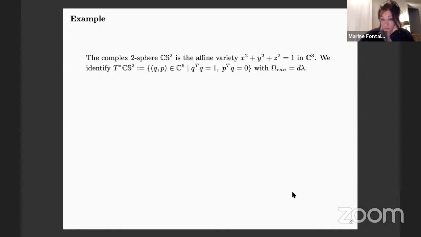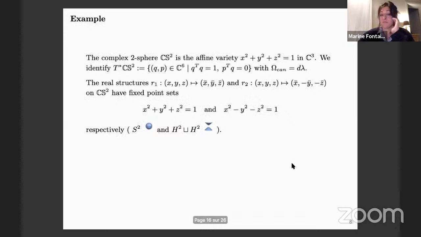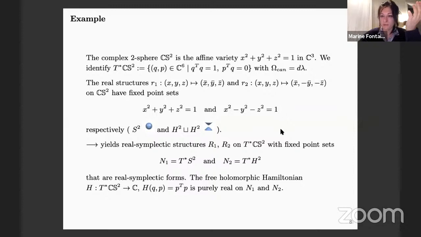As an example, you can take the complex two-sphere and its cotangent bundle. You take the real structure we've seen before, and the fixed point sets here give the sphere and the two-sheeted hyperboloid. And if you want a real structure on the cotangent bundle, you lift them with a plus sign so that you get as fixed point set the real cotangent bundle on the sphere and just one sheet of the hyperboloid, and both of them are symplectic real forms. And now if you take just the free Hamiltonian, then it becomes purely real on both. So in particular, the flow of the vector field will leave those two real forms invariant.